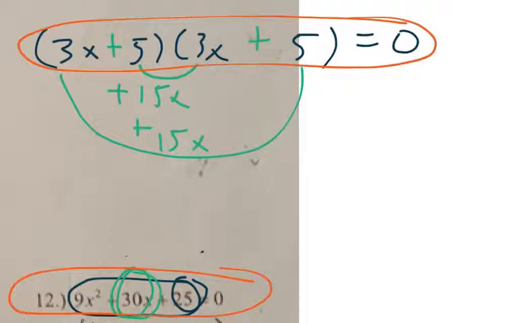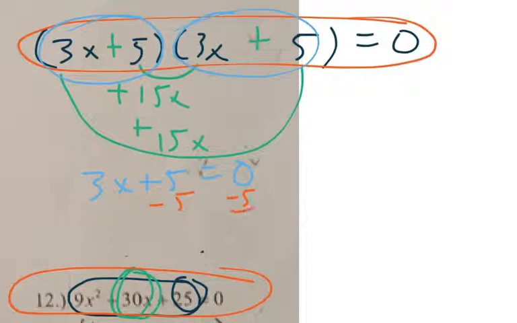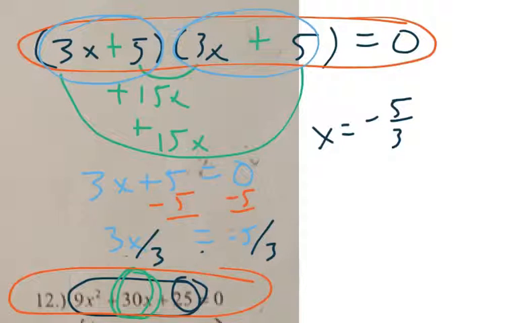So now what? Well, if 3x plus 5 times 3x plus 5 equals 0, doesn't that mean 3x plus 5 also equals 0? And I can solve that. I'm just going to go ahead and minus 5 both sides. So 3x, you see, equals negative 5. And then once I divide by 3 both sides, I know x is negative 5/3.